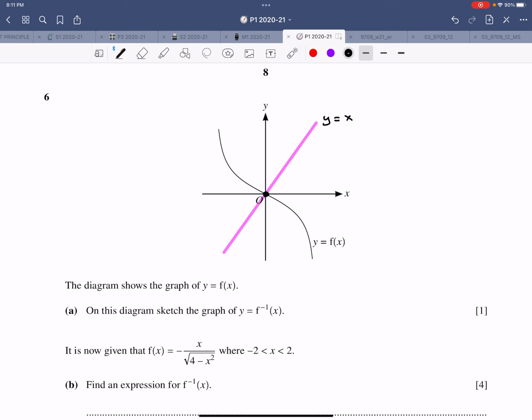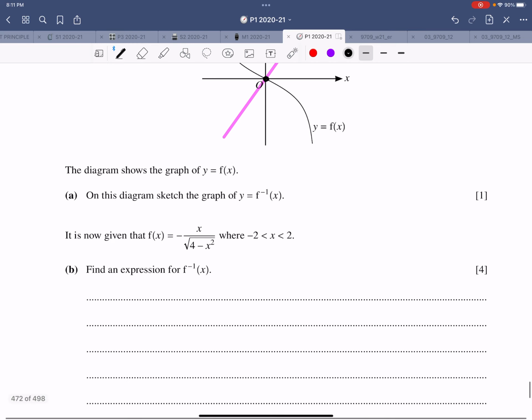Now what else does it say? Now it is asking for an expression for f inverse x. So now for the expression for f inverse x, it's the usual procedure. Let y equal f(x). Therefore f inverse y equals x. Therefore y equals negative x over the square root of 4 minus x.